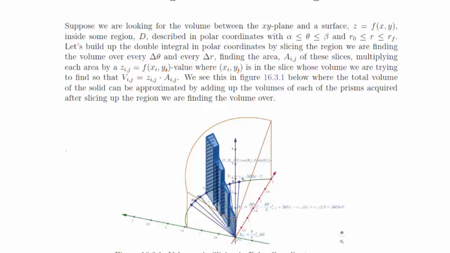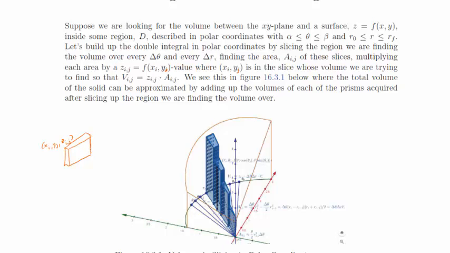So essentially, if we have some slice that's going to look something like this, like a little cut out of a pie or something, then the height is some z value. Say we were using this corner here. This is x sub i, y sub j, z sub i,j.